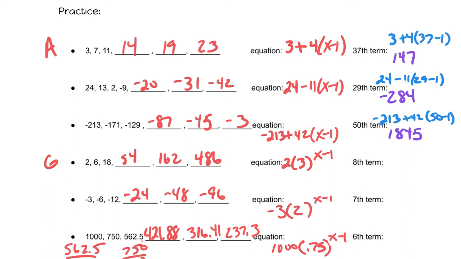Now do the same thing and check the last 3. The equations we should use to get the 8th term would be 2 times 3 to the 8 minus 1, or 7th. For the next one, we'll try negative 3 times 2 to the 7 minus 1, or 6. And for the last one, we would try 1,000 times 0.75 to the 6 minus 1.